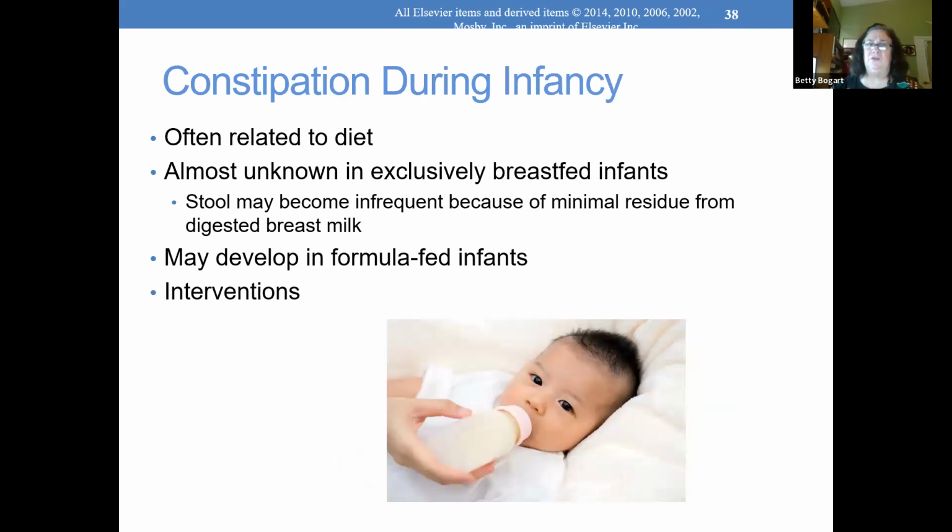Now, usually constipation is due to diet. Usually your breastfed infant has looser stools. They just tend to go every diaper. Formula-fed infants tend to have more chance of having constipation. I don't know the reason, but it is what it is.